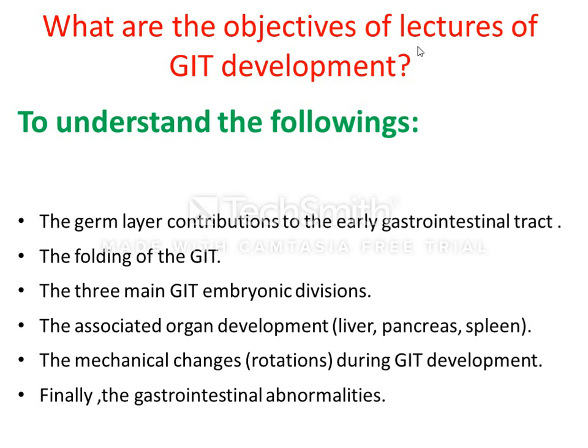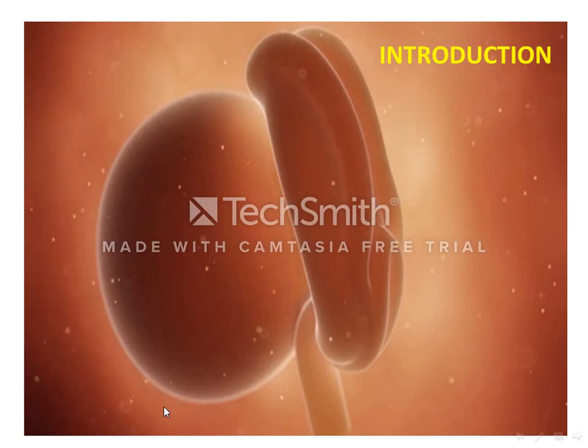What are the objectives of the lecture on GIT development? To understand the following: the germ cell layer contribution to the early gastrointestinal tract, the folding of the gastrointestinal tract, the three main embryonic divisions of the GIT, the associated organs' development, which are liver, pancreas, and spleen, and the mechanical changes or rotations during GIT development. And finally, to understand the gastrointestinal abnormalities.